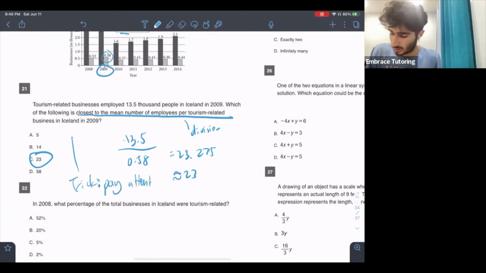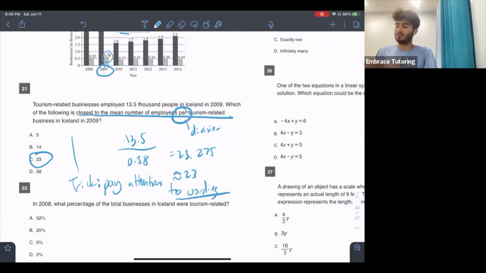The key trick is to pay attention to wording. Since it said per, you know that you would have to divide the two numbers and get the mean number of employees per tourism-related business in Iceland in 2009. And so that's why 21 is choice C.